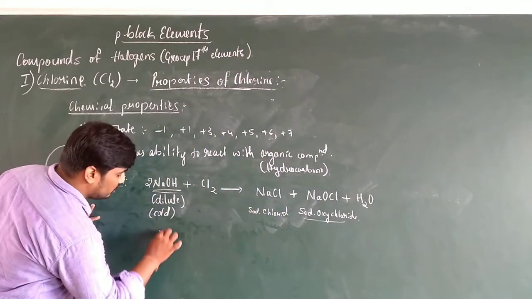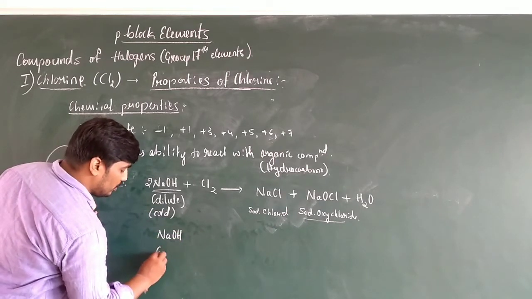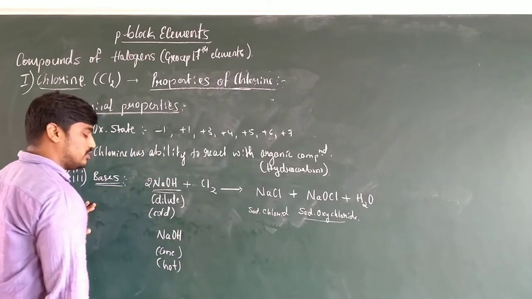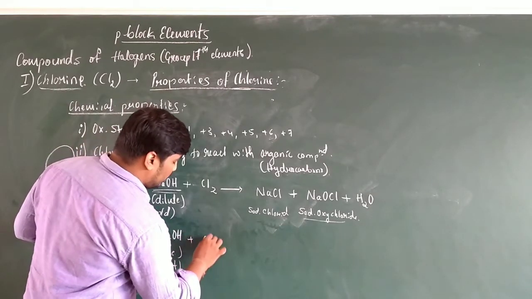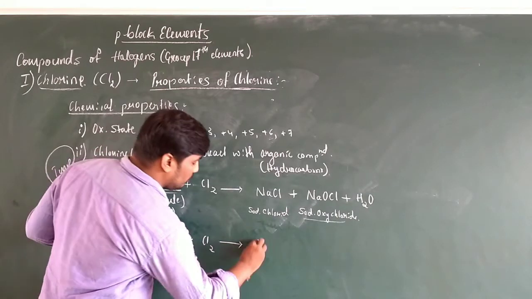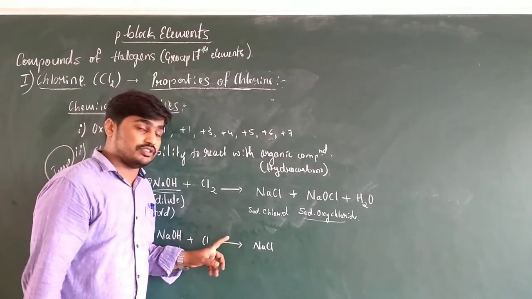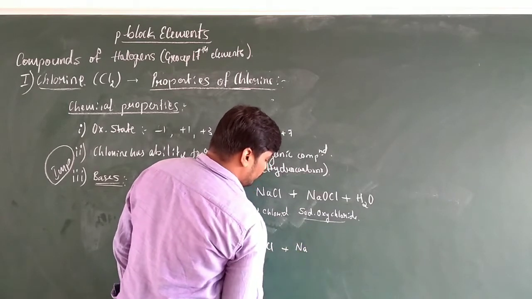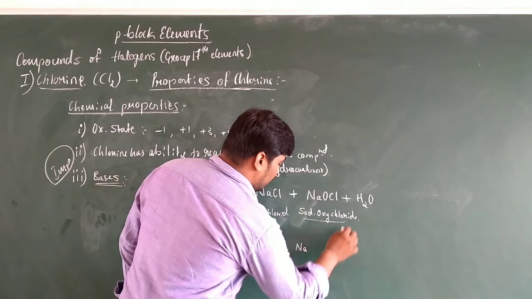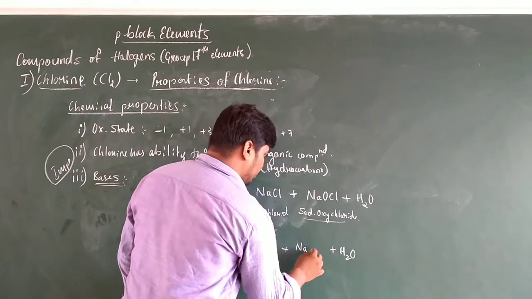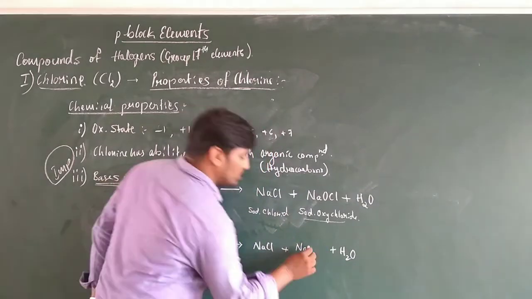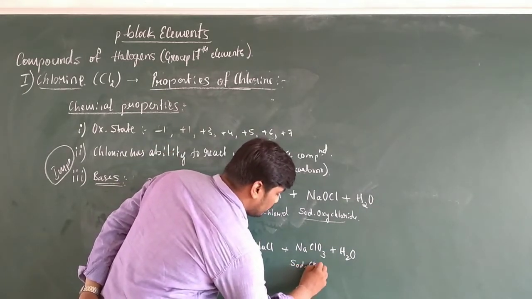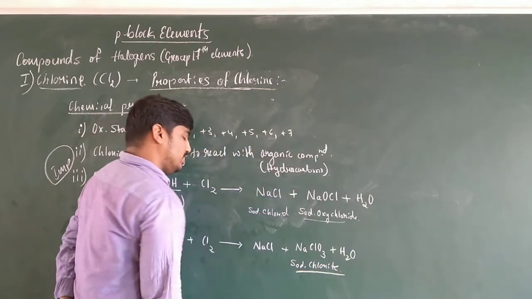Next, if we use a large concentration of sodium hydroxide, or hot conditions, reacting with the chlorine, it produces sodium chloride. These two reactions are very important. Sodium chloride plus sodium chloride as well as water. Here we observe sodium chloride. The name is sodium chloride. That is the difference between these two reactions.